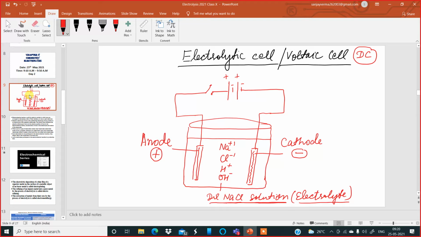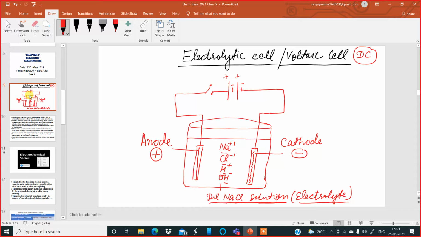Now these are the ions present in the electrolytic solution, in the electrolyte. I am writing only one ion each in this electrolytic solution, just to explain to you all. There are plenty of sodium ions, plenty of chloride ions, plenty of hydrogen ions, and plenty of hydroxyl ions. Until the switch is put on, these ions are wandering all over. They don't know where to go.